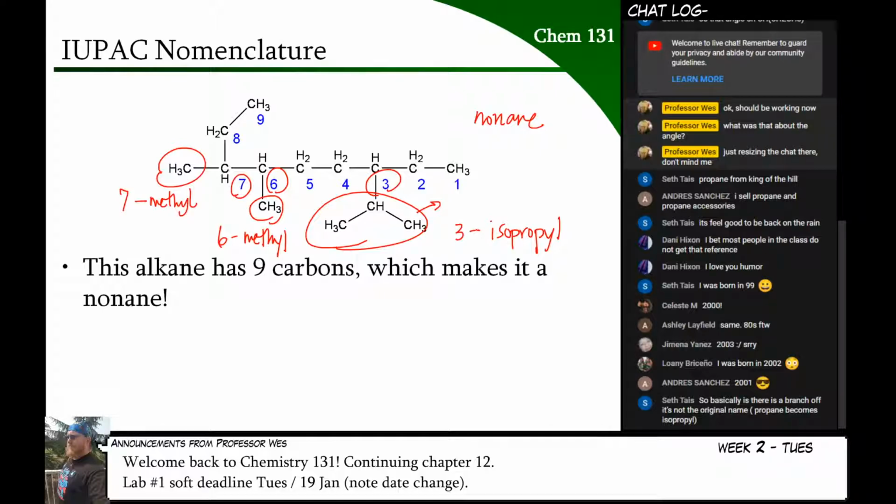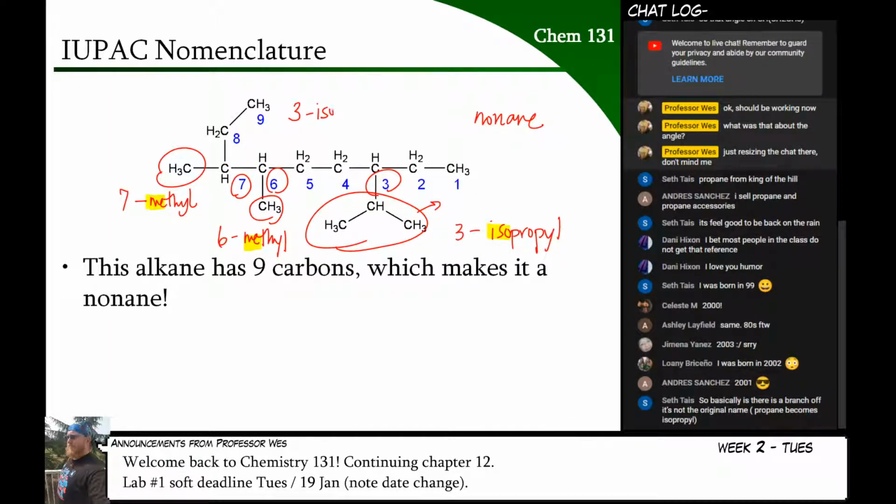I have now numbered the positions of my groups, and what I'm going to do is organize them in my name alphabetically. How do I do alphabetical? Well, let's see here. I've got methyl, which starts with an M, and I've got iso, which starts with an I, so I'm going to start with I, because I comes before M. And then I'm going to name them in alphabetical order, so I'm just going to go through all the groups here.